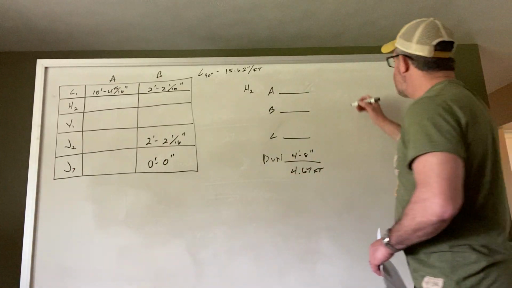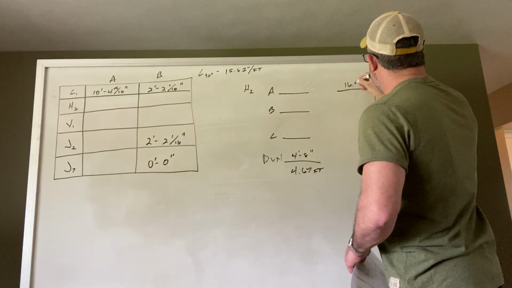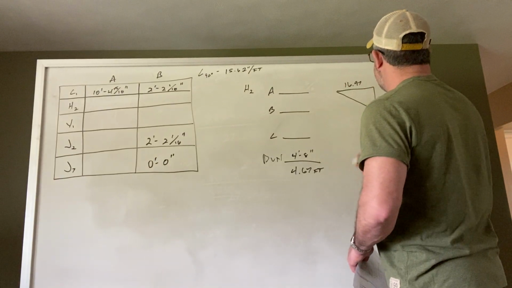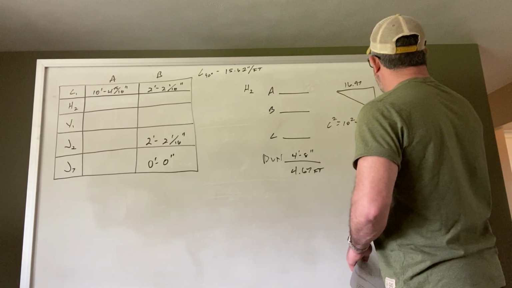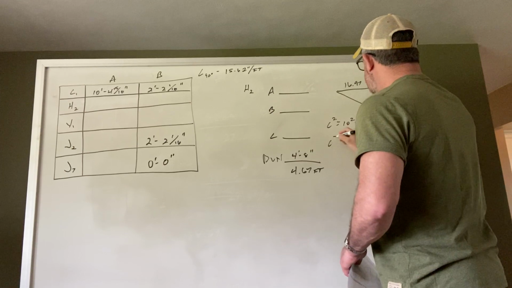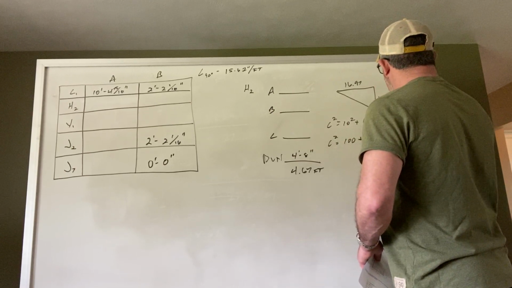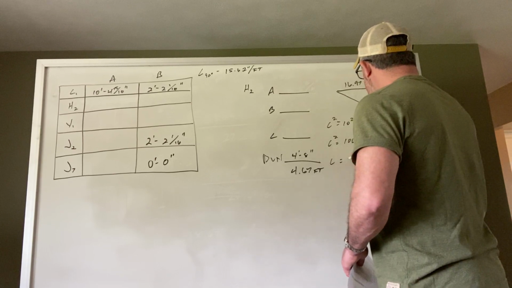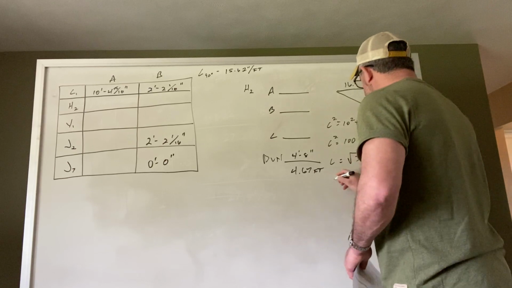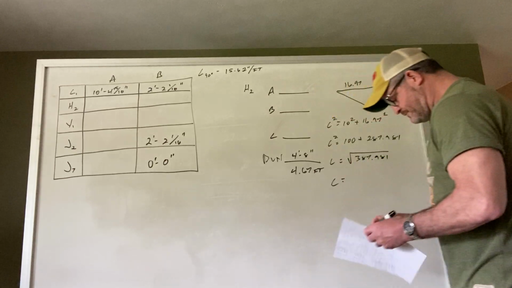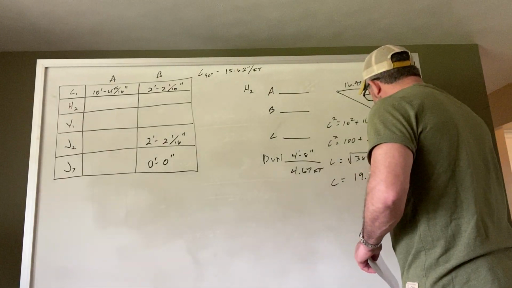I'm hitting the top plate at 45 degrees, so I have to solve for that C again, 16.97 inches. So C squared equals 10 squared plus 16.97 squared. So C squared equals 100 plus 287.981, which is 387.981. So C equals the square root of 387.981, which is 19.70 inches.